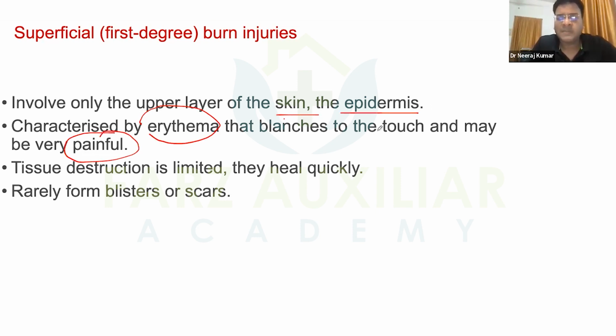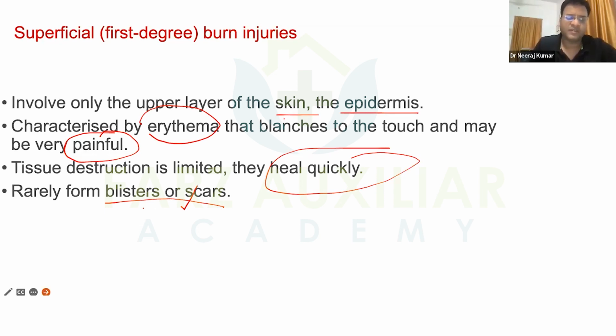And then it blanches on touching. Tissue destruction is very, very limited because healing is very fast. Blisters are rare, and scars are not there in superficial or first degree injuries. Most of the time you'll see blisters or a scar in deeper burns, but they are rarely seen in first degree burn injury.